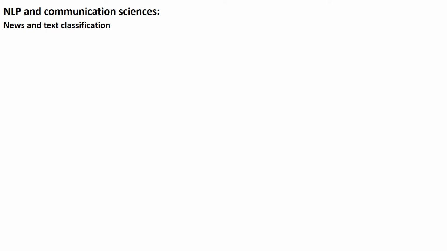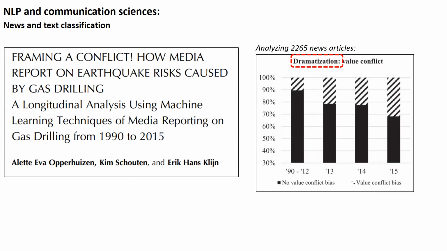The reason why some communication scientists are using NLP in their research is so that they are able to label or predict textual properties in large amounts of text. So I have an example here of a couple of researchers who wanted to know how the media changed their perspective on a specific conflict or issue. And this meant that they had to analyze news articles from the 1990s until 2015, with a total of more than 2,200 news articles. So imagine that you have to read these news articles and identify some textual properties in these news articles.